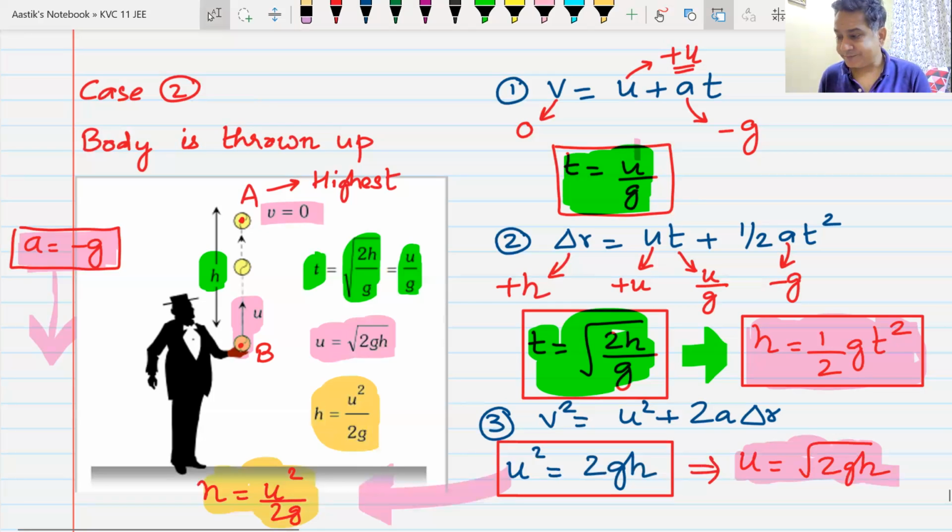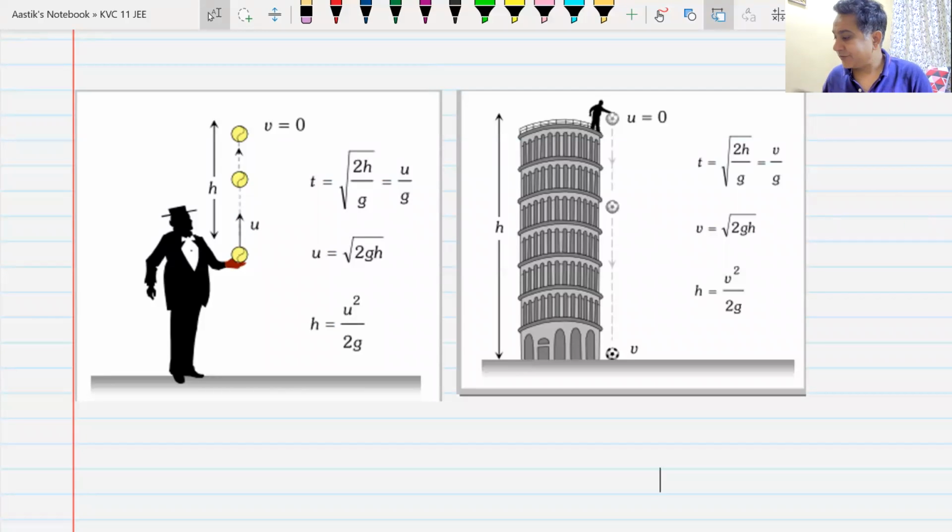Have you noted it down, beta? Yes? Everyone? Okay. Now look. Here was your case number 1 and here is your case number 2. Do you find any resemblance between the two cases? Are they same or are they different? Case number 1, case number 2. Are they same or are they different?